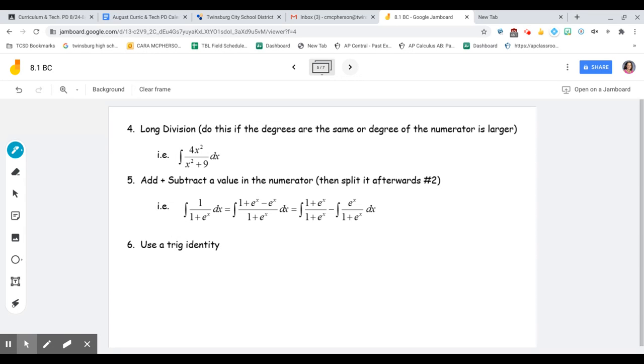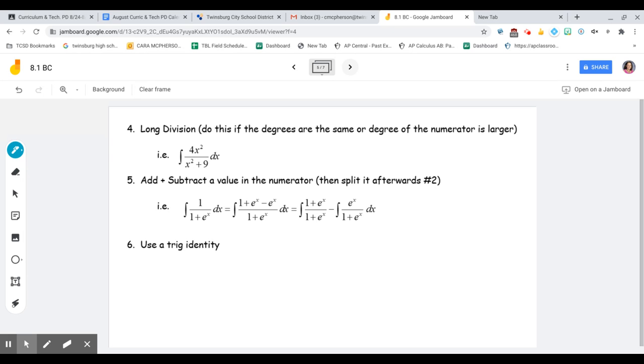Other strategies, the long division, that's something we do anytime the degrees are either the same or a bigger degree on top. Not a very common technique either. It's very specific to that type of problem, and you usually end up with multiple pieces. Usually natural logs show up with those. The fifth strategy is something we just did where we want something to be in the numerator as another term, so we can add that term in and then we can also subtract it. This one's also not very common.